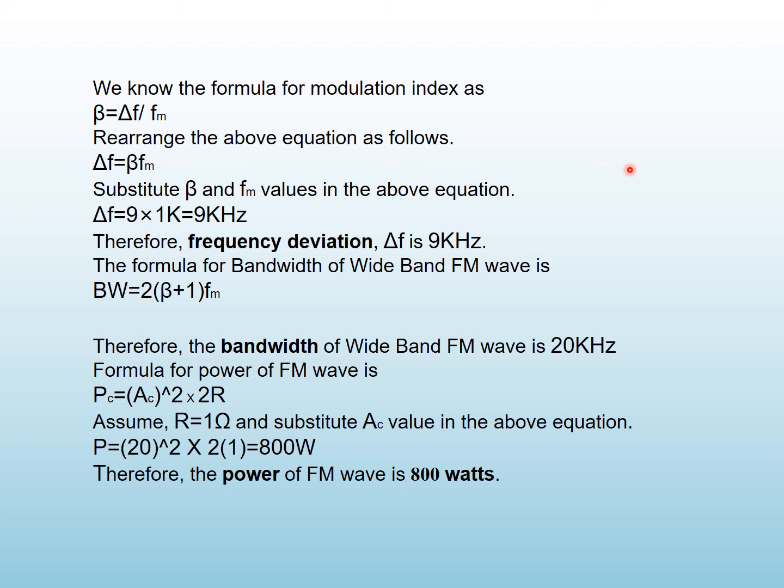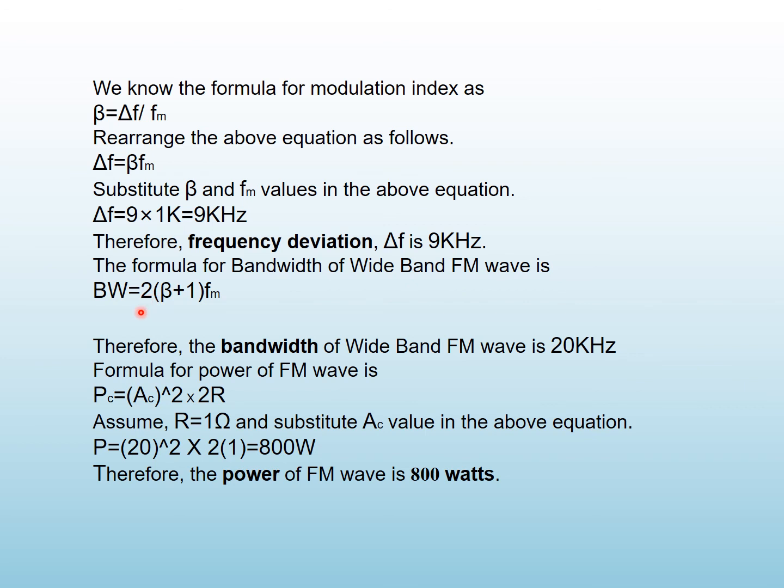So as a continuation of the problem, we know what is beta. Beta is equal to del f by fm. So rearrange the above equation. Del f will be beta times fm. We can substitute the value of beta over here and fm 1 kilohertz. So totally the deviation is going to be 9 kilohertz. So frequency deviation is 9 kilohertz.